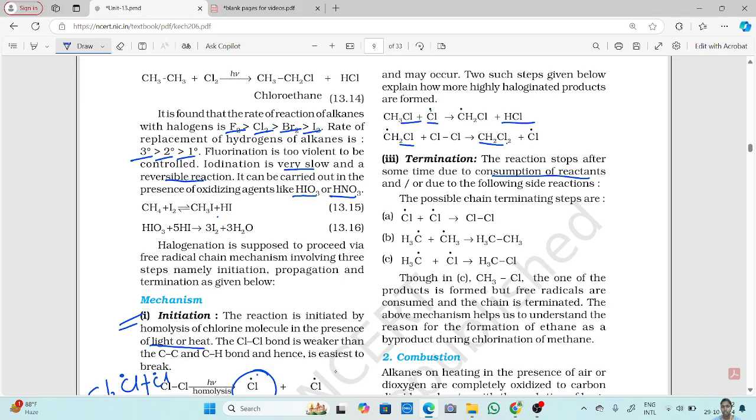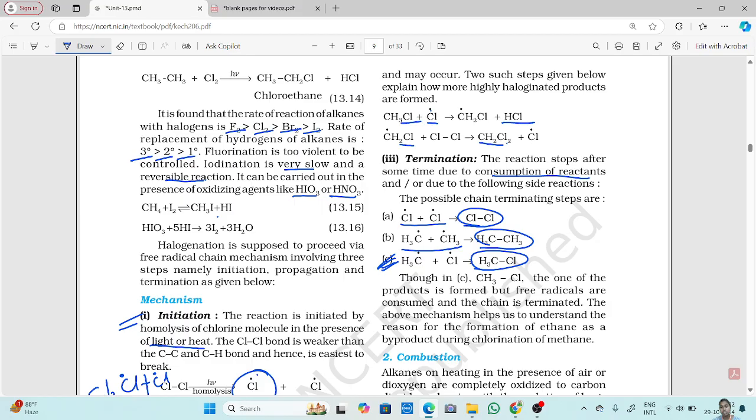Following side reactions: first, both the Cl radicals will combine and form a chlorine molecule, or both the methyl radicals will combine and form ethane, or a methyl radical and a chlorine radical will form chloromethane. In that third option, one of the products is formed but free radicals are consumed and the chain is terminated. So this is the one which is commonly seen where the chain is terminated.